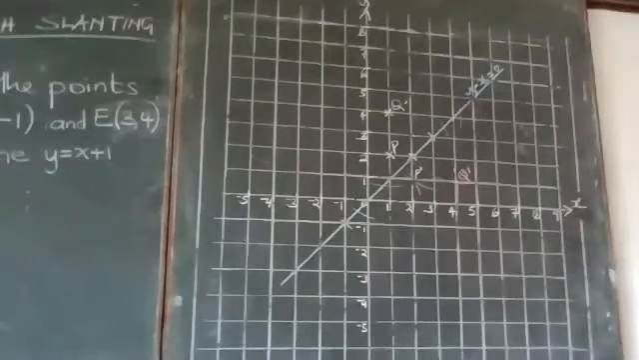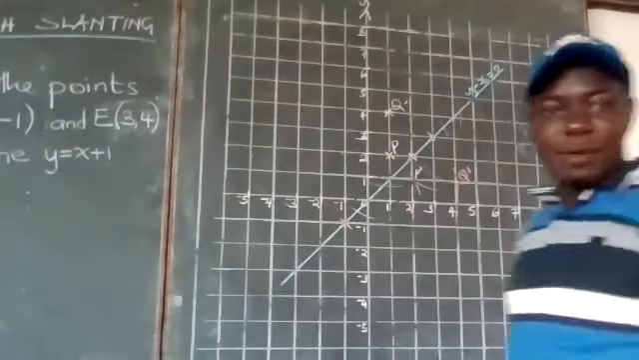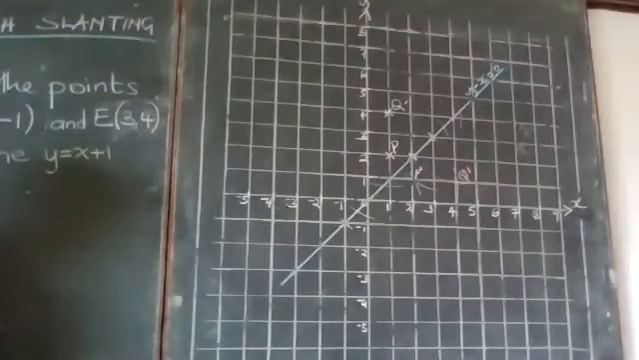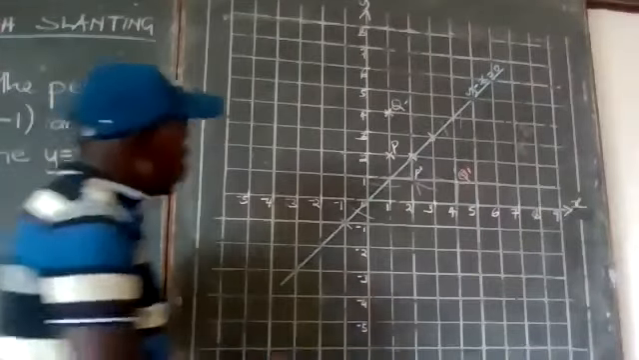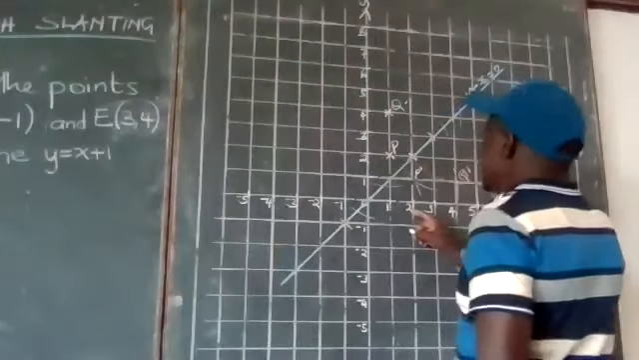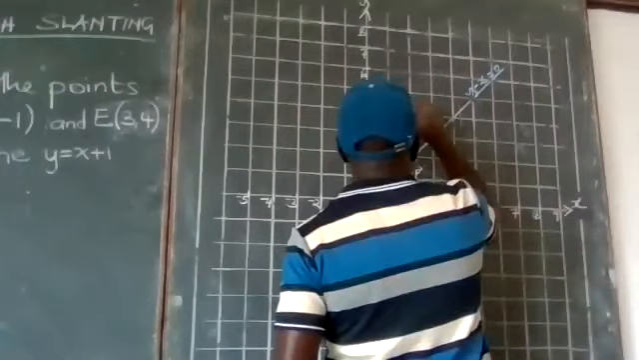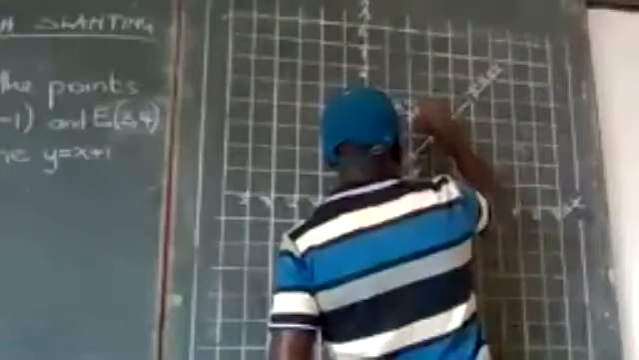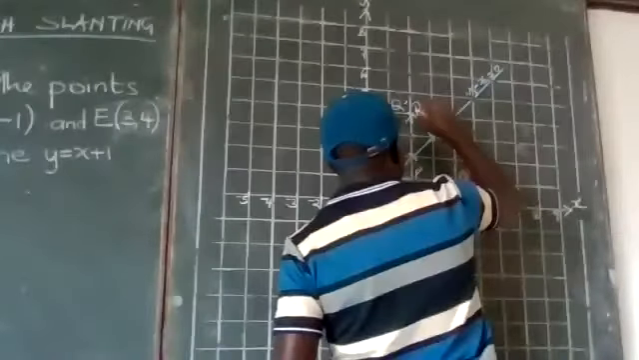Yes, Priscilla, you're the only hand remaining. Priscilla? I think we can go to the last one. The last one was 2, 4. 2 on the x-axis, then 4 on the y-axis. 2, 4 is here, and this is the point R.